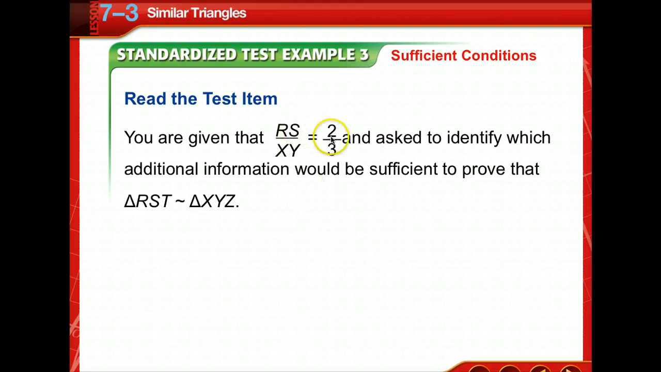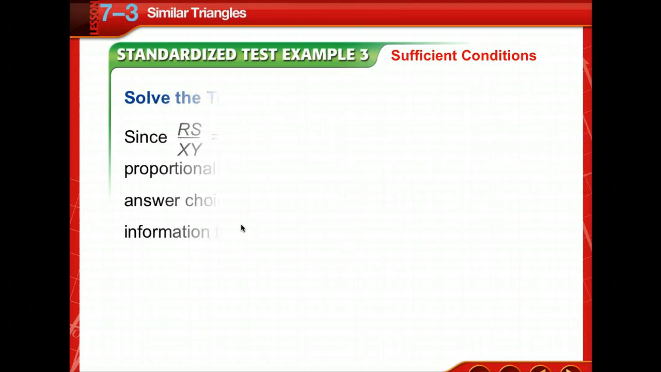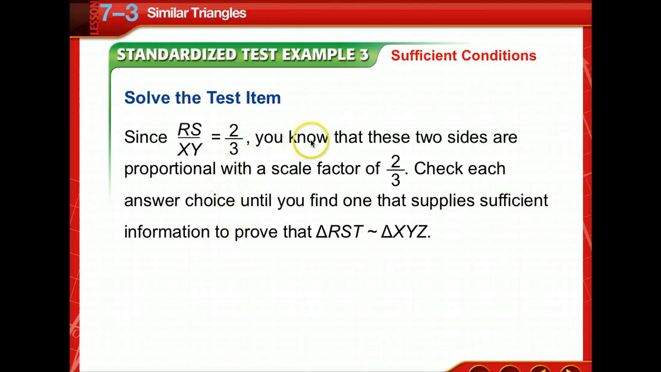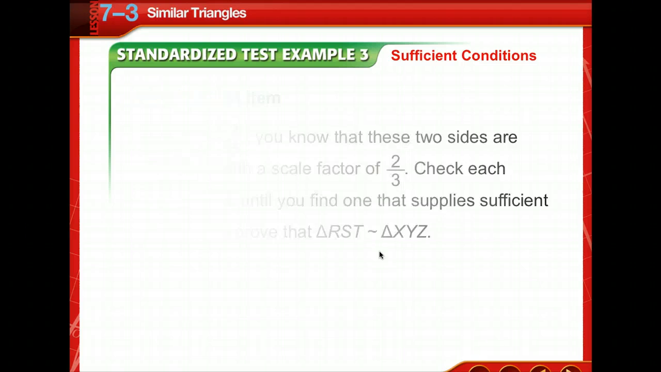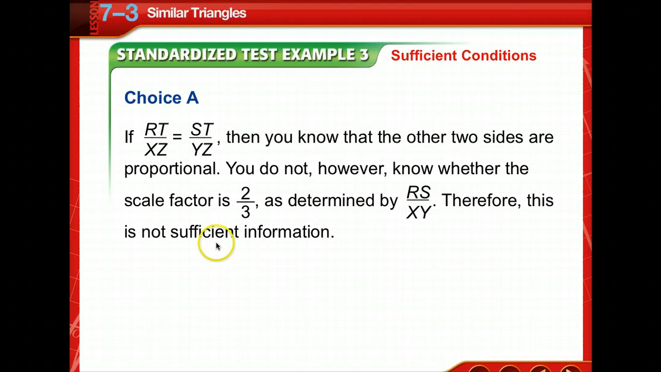So you're given 2/3 and asked to identify which additional information would be sufficient to prove that those two triangles are similar. Well, you know that these two sides are proportional with a scale factor of 2/3. Now we look at each answer choice until we find one that supplies sufficient information to prove that the two triangles are similar. Let's look at choice A.